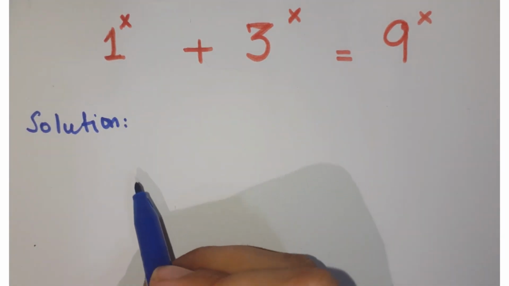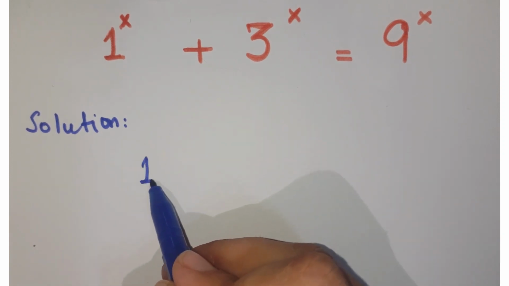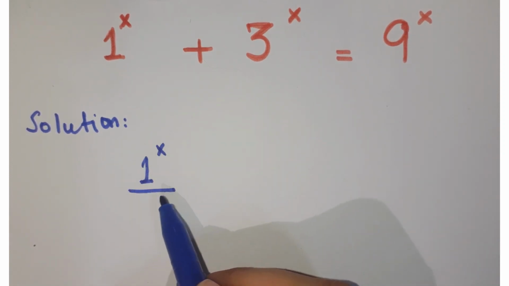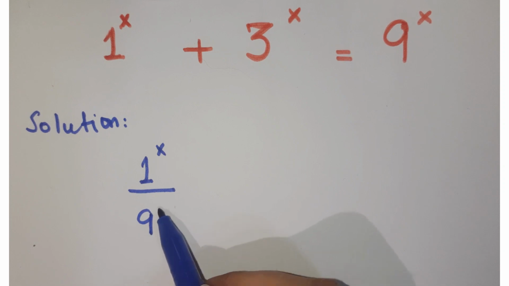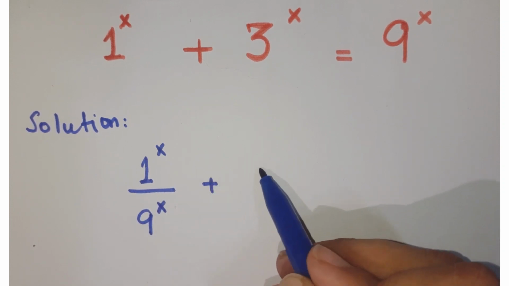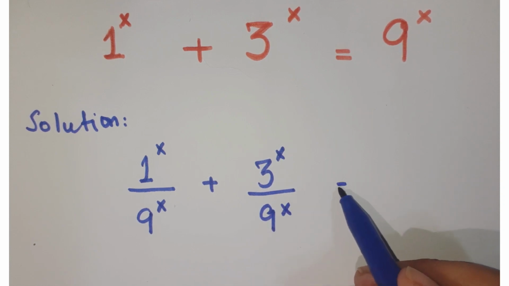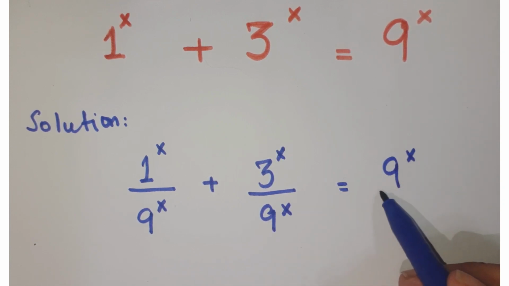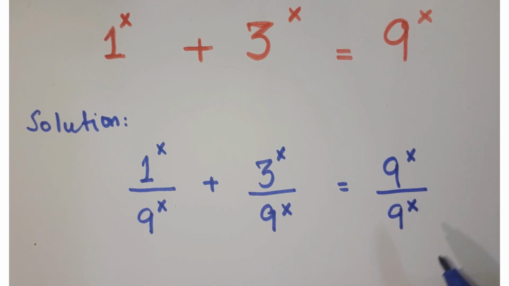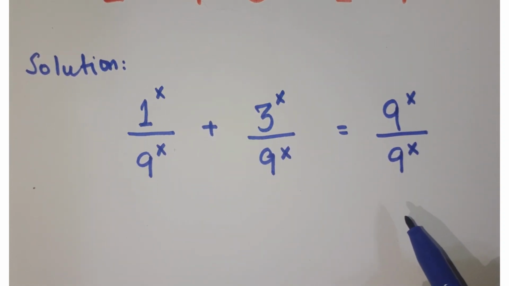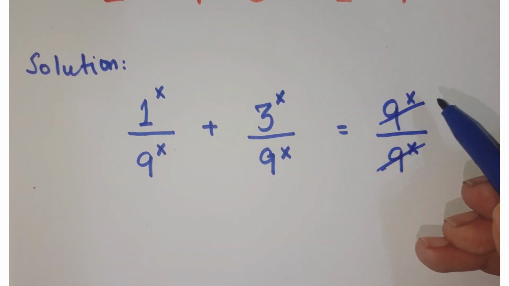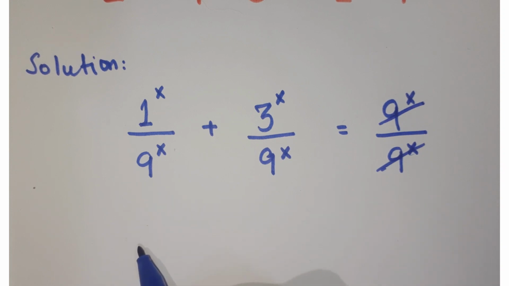Just divide the whole equation by 9 to the power x. So we get here 1 to the power x upon 9 to the power x plus 3 to the power x upon 9 to the power x is equal to 9 to the power x upon 9 to the power x. Now cancel out these two terms.